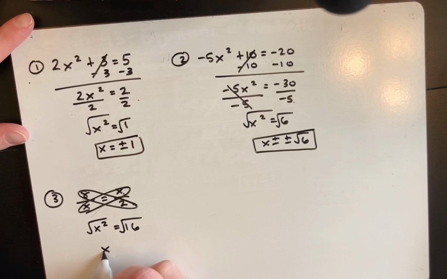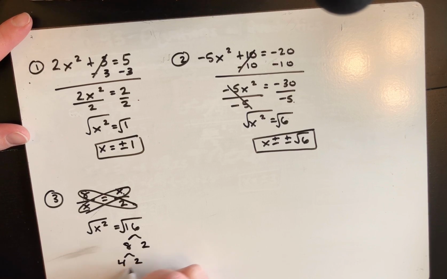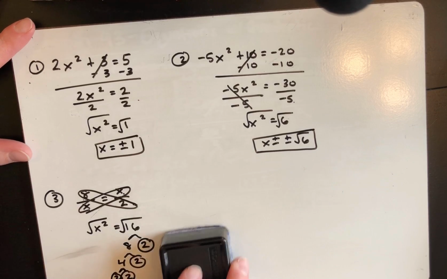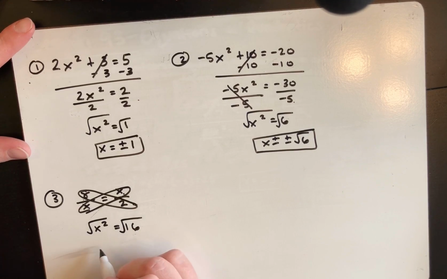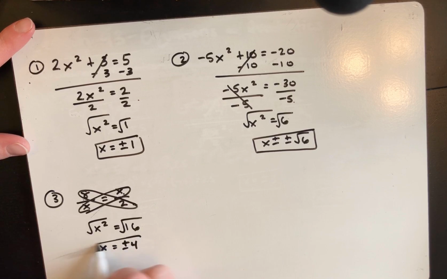Square root both sides. To simplify 16, I'm going to prime factor it. I get 8 and 2. 8 can be made with 4 and 2, and 4 is 2 and 2. So here I have, oh, that was silly. That was a long way to do. The square root of 16 is 4. We already knew that. All right, anyways, x equals plus or minus 4.